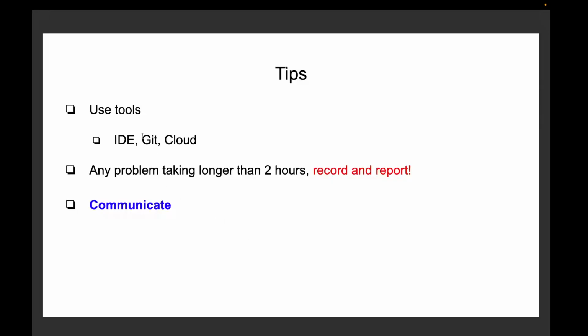And Git, GitHub, is a software collaboration tool. Different team members can work together through GitHub, and you can synchronize your work together and make sure your code can work together and is compatible. And also cloud resources.